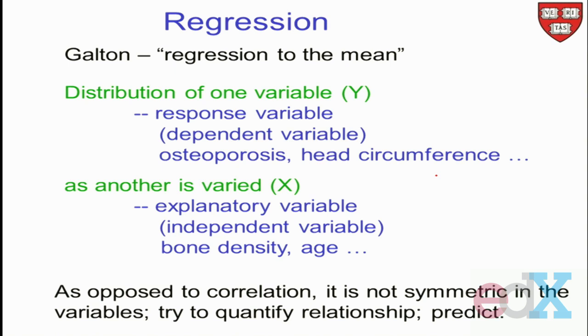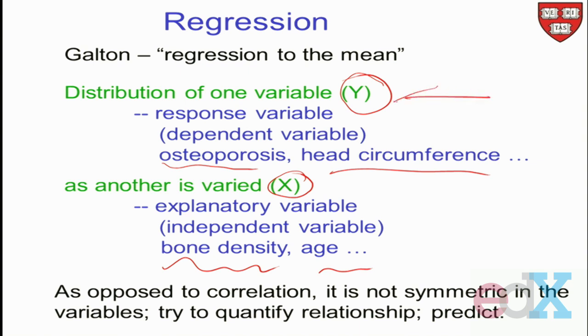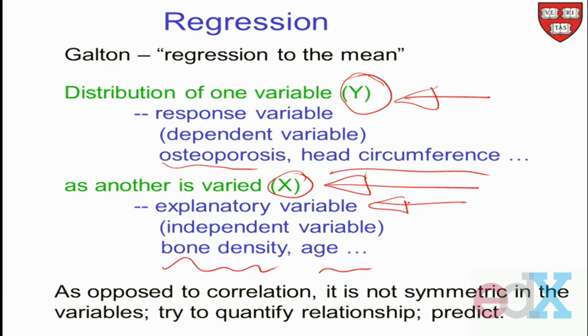What we're looking at is the distribution of one variable, call it y. So for example, osteoporosis, or we looked at head circumference, as the other variable, call it x, which might be bone density or age. And we're looking at the distribution of one of them, y, as the other one is kept fixed but varies. All right? So the y is sometimes called the response variable. So how does the response variable vary as we change our independent or explanatory variable? So as age increases, how does the response variable vary? We're looking at a particular characteristic of that one variable, and that is the mean. So we're going to ask, how does the mean of y vary as x varies?